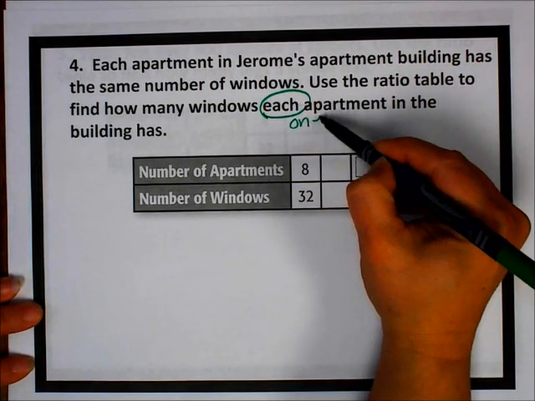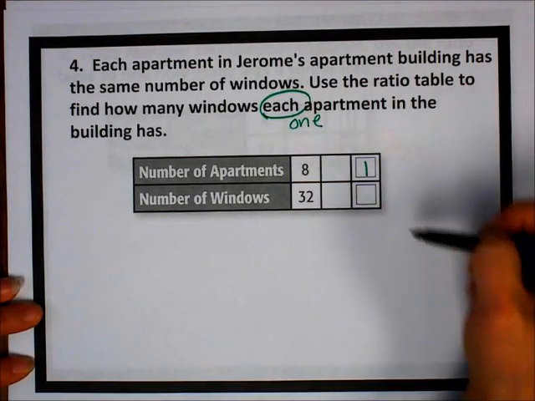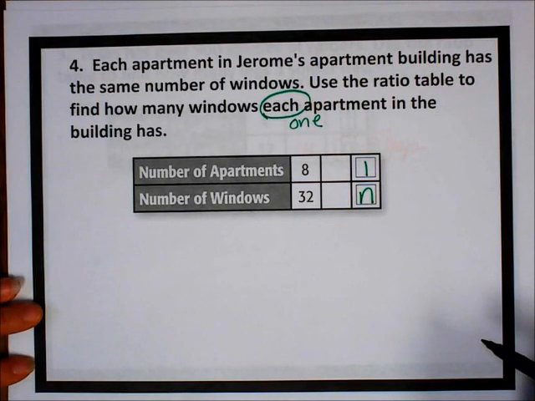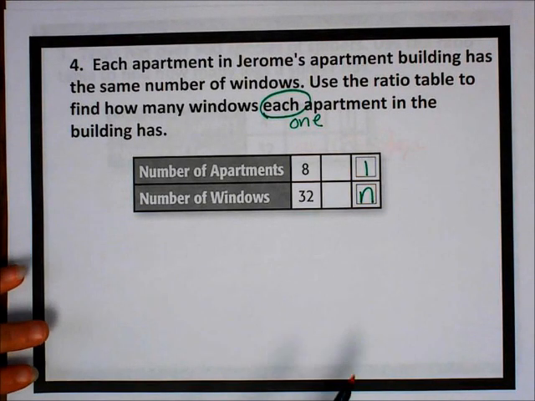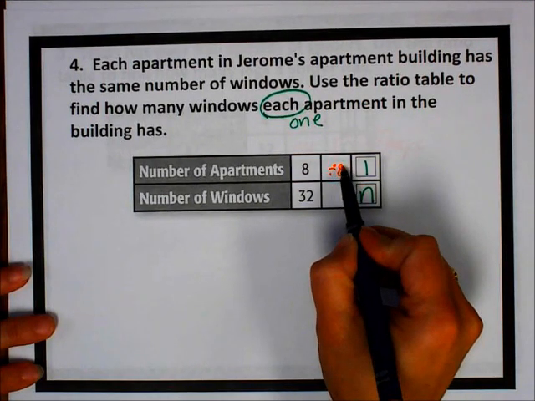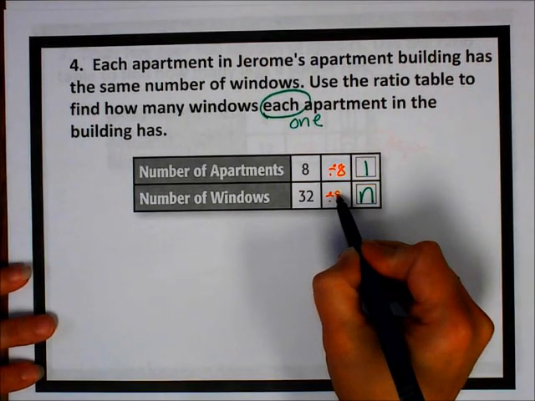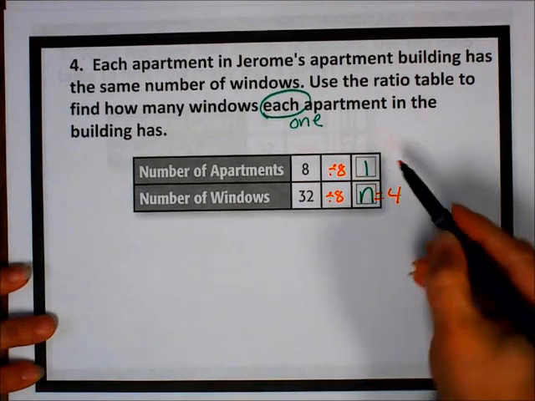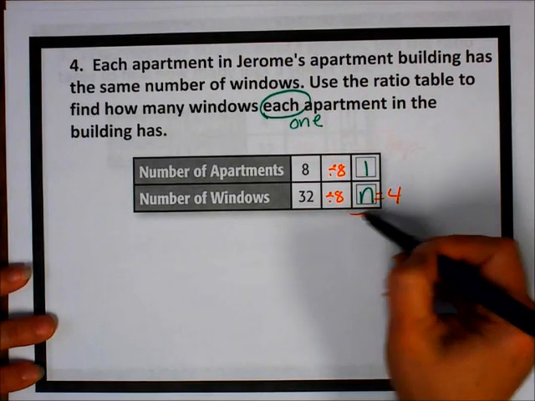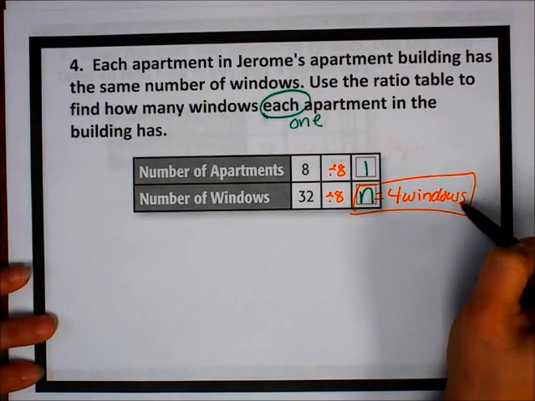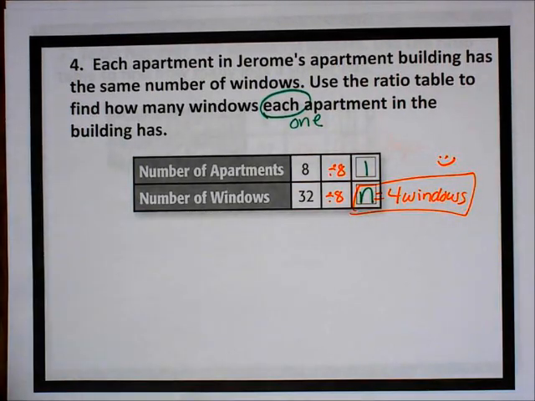You're correct, 1. So number of apartments, it's going to be 1. I'm going to use a variable for number of windows. Now I'm going to solve for n by using equivalent ratios. So what do I do to get from 8 to 1? Correct. You should have divided by 8. So I have to divide by 8 with 32. So 32 divided by 8 is 4. So that means for every 1 apartment, there are 4 windows. If you got that right, give yourself a smiley face.